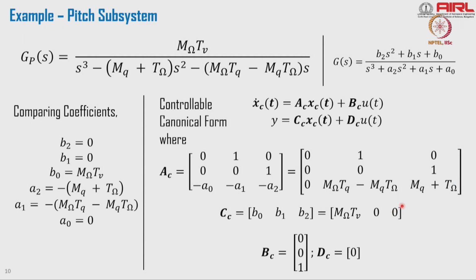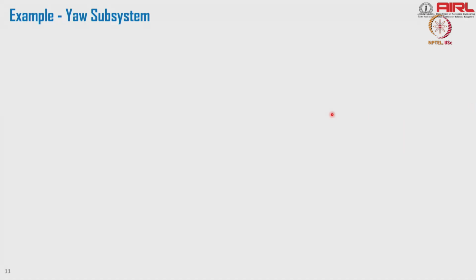So your CC will have B0, B1, B2, which is nothing but M omega TV 0 0. Your BC is 0 0 1, and DC is 0. So I can represent the pitch subsystem in a controller canonical form. Now let's take another example.